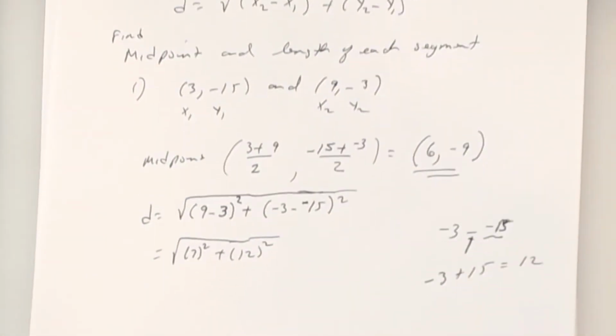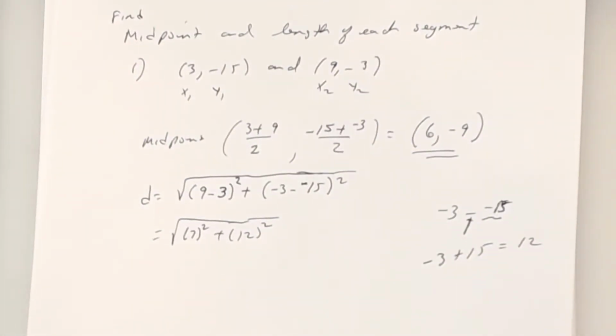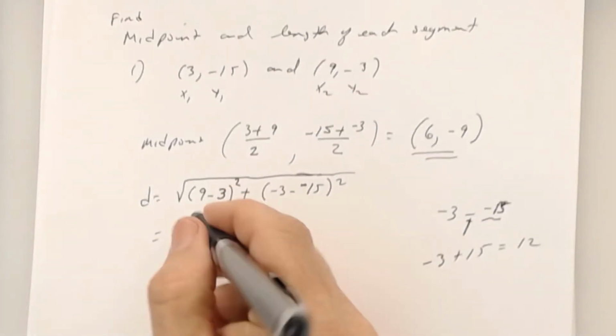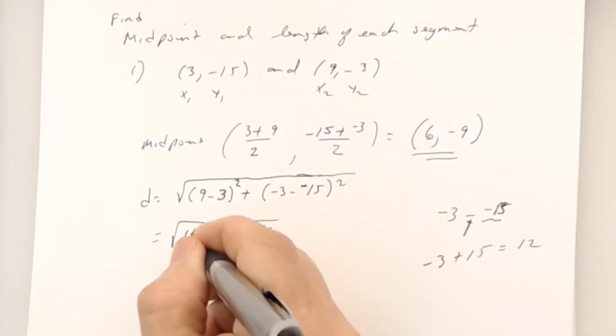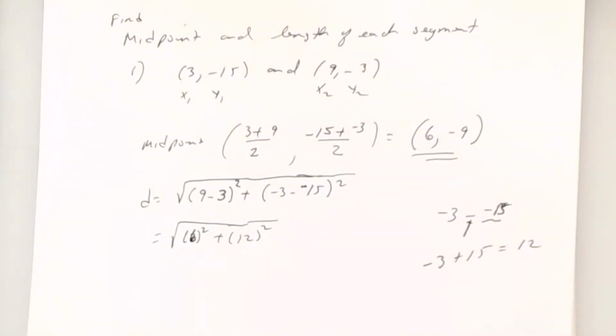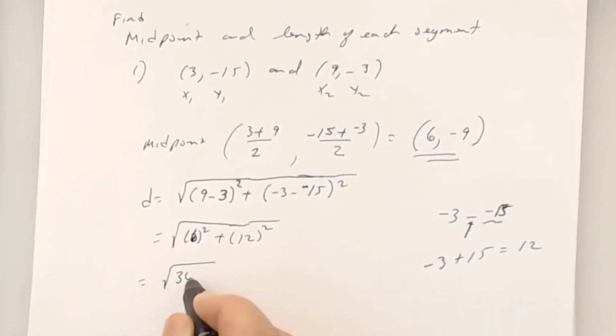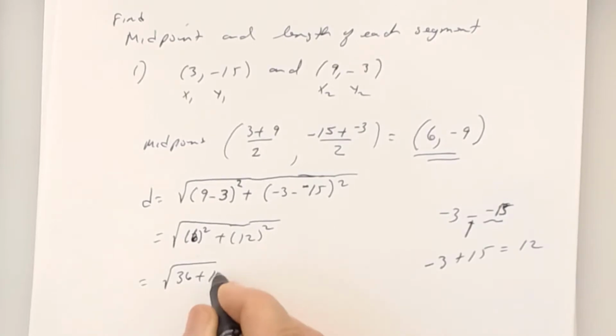Wouldn't it be 6 and not 7? Say it again? 6 and not 7? Yep, you're right. Okay, thank you. All right, so 9 minus 3 is 6. Okay, now, what's 6 squared? 36. Plus, and what's 12 squared?